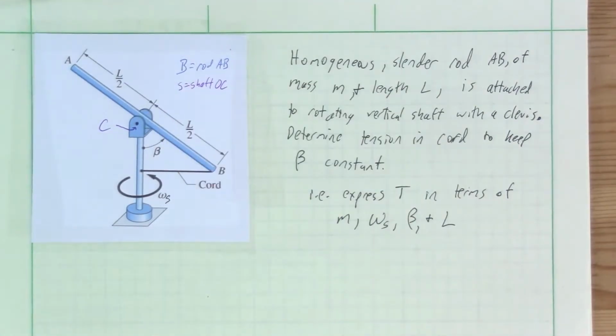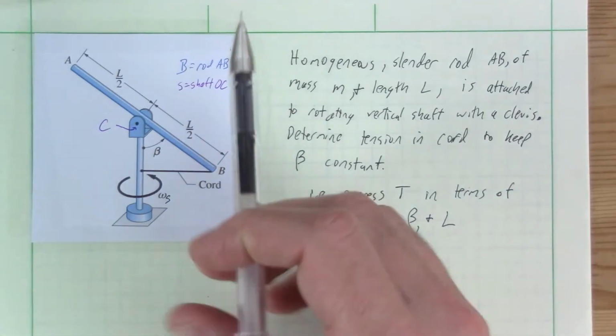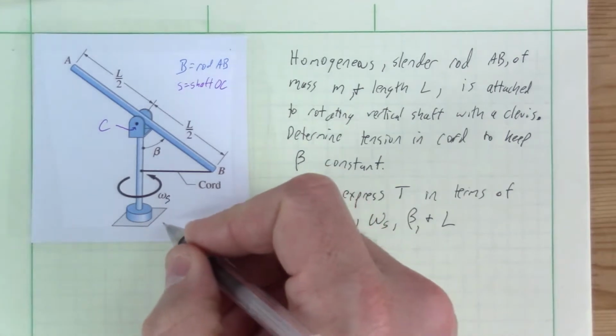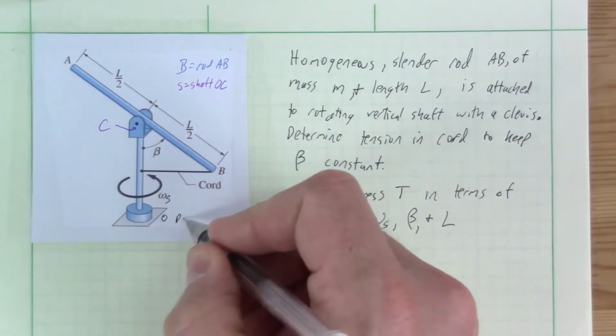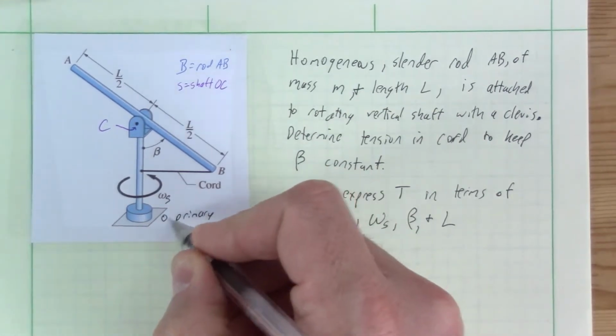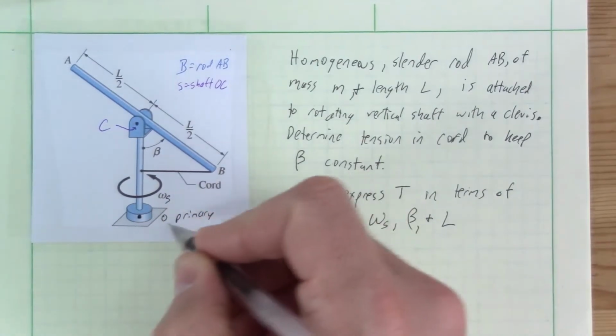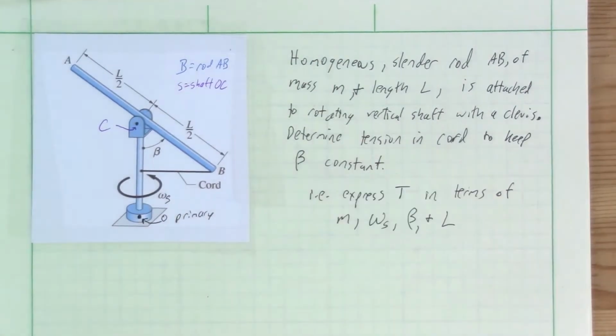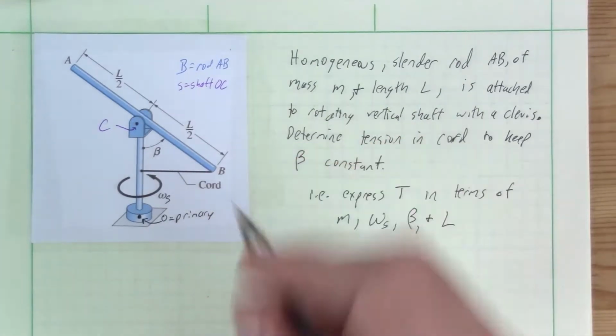Okay, so that's good. And then as always, if we're going to label those things, just for consistency here, our O, or our primary, is down here. And so that's what I meant. O is right there. And that's just our primary.